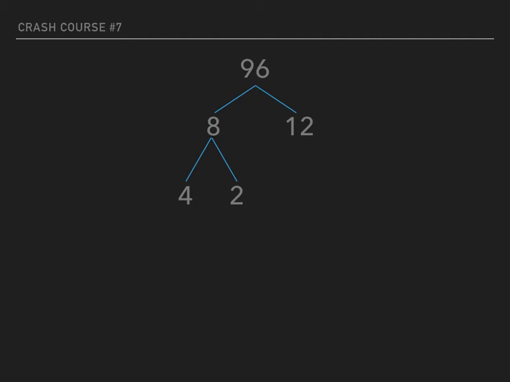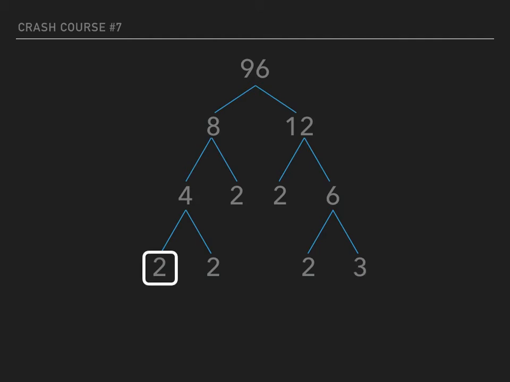I can't break down 2 anymore because there's no other way to multiply to equal 2 other than multiplying it by 1. I can, however, break down 4, and I can break that down into 2 times 2. Let's take a look at how we can break down 12 now. I know that 2 times 6 equals 12. Again, I can't break down 2 anymore because only 2 times 1 equals 2. But I can break down 6, and that equals 2 times 3.